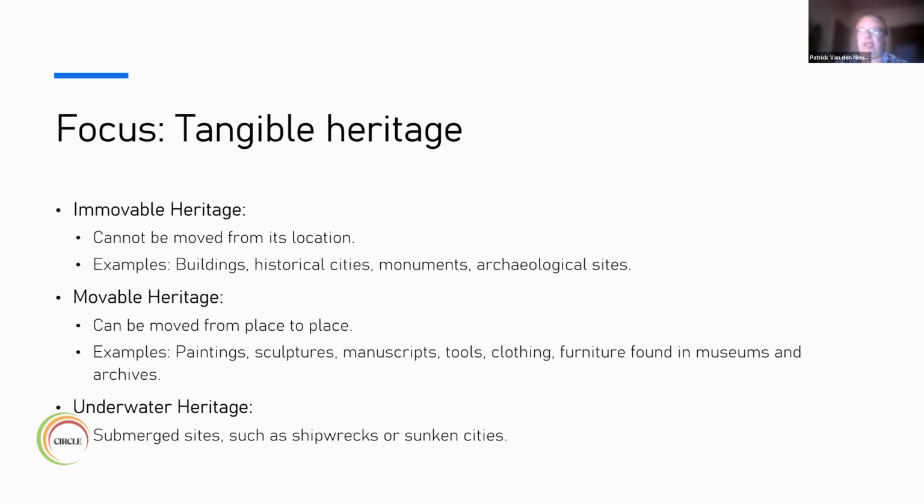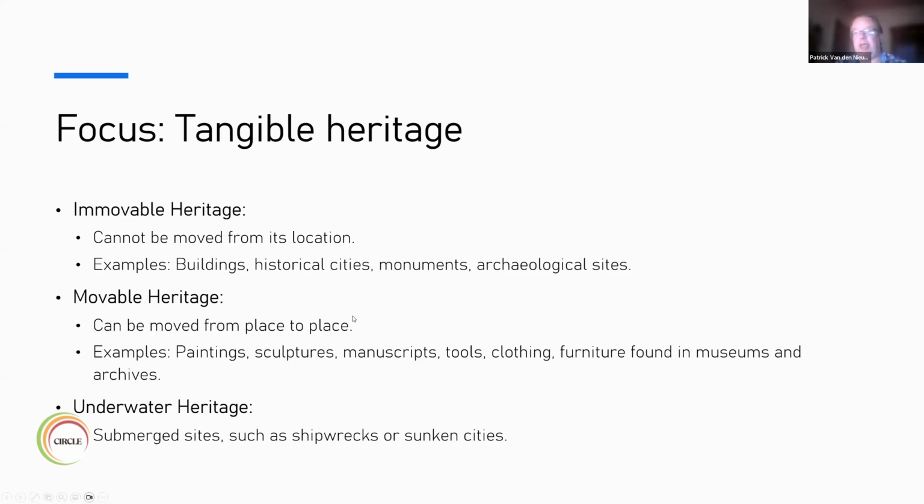When we go a little bit further on this tangible, you can also make categories. On the one hand, the immovable heritage, things that you cannot move. Think about buildings, historical sites, churches. You cannot move it, or it is not meant to move. Movable, you can move it from one place to another. Think about paintings, sculptures, archives, tools, clothes, and so on. Most of the things you find in museums or archives.